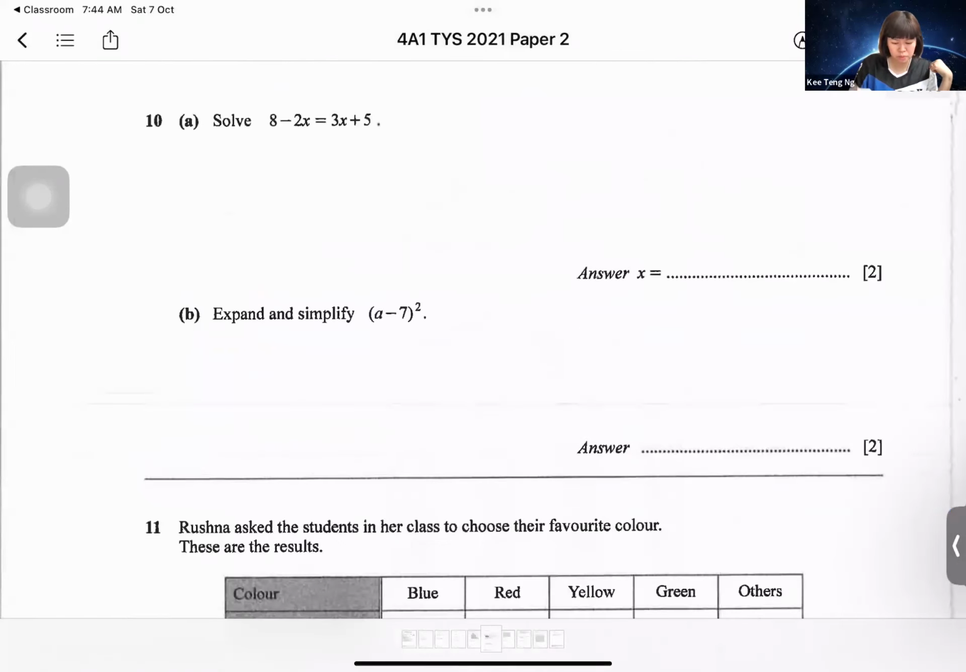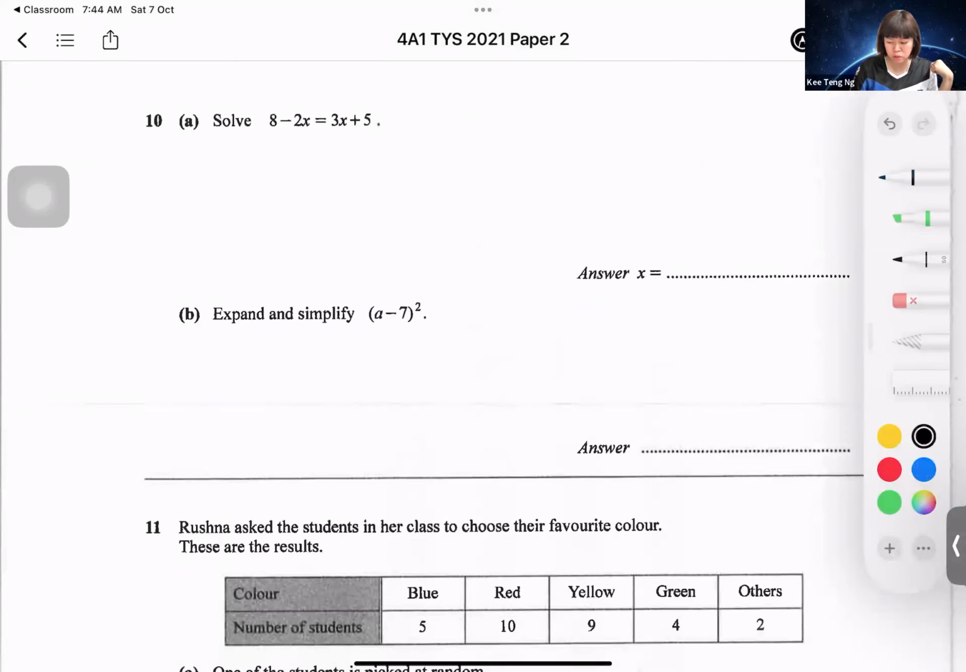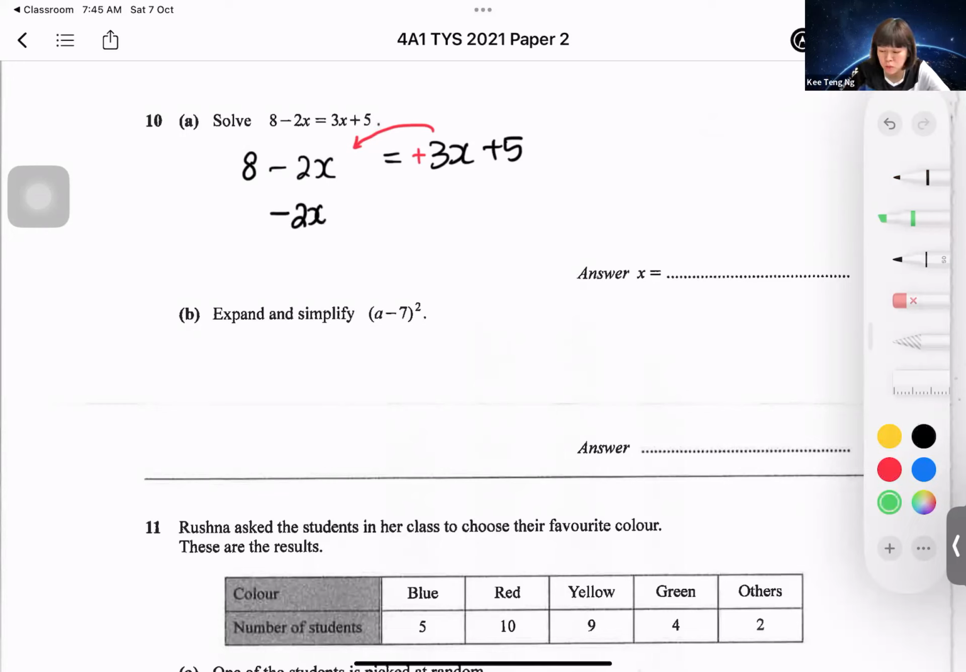Next question, solve this. We need to shift around my grid a little bit. 8 minus 2x equals 3x plus 5. I need to group all my x together on one side. Which way do you want to group them together? I can shift my 3x over. This is adding 3x, so if I shift over, it becomes minus, subtract. So this is negative 2x. The sign is with the 2, so don't drop it. Then this one becomes minus 3x. So I shifted and grouped my x over to one side already.